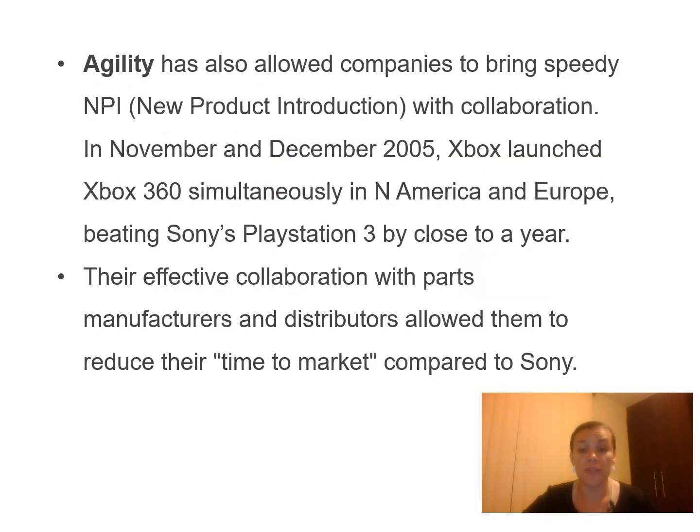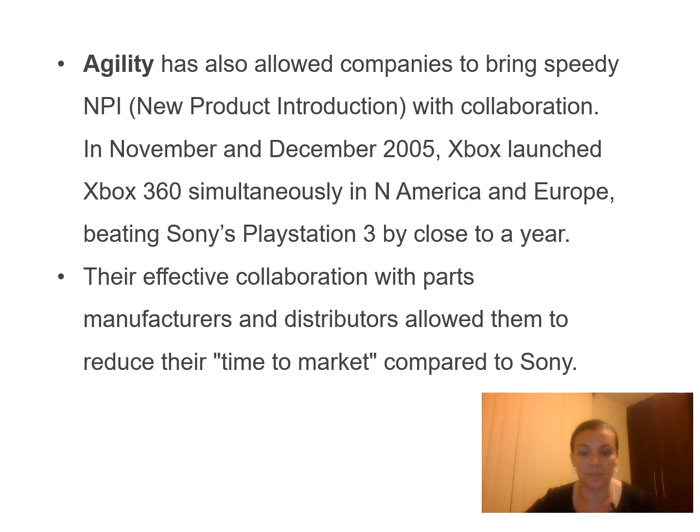Another example of agility that has allowed companies to bring speed to the market with a new product introduction was, for example, in 2005, when Microsoft launched the Xbox 360 at the same time in North America and Europe, beating Sony PlayStation by the close of the year. This was a result of effective collaboration between manufacturers and distributors.